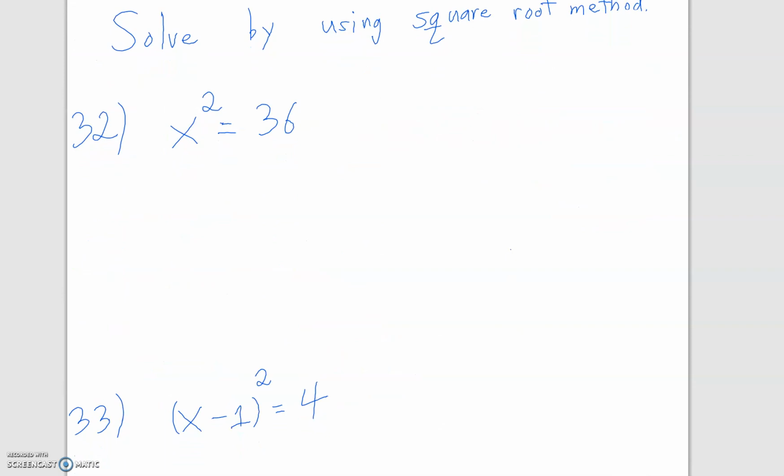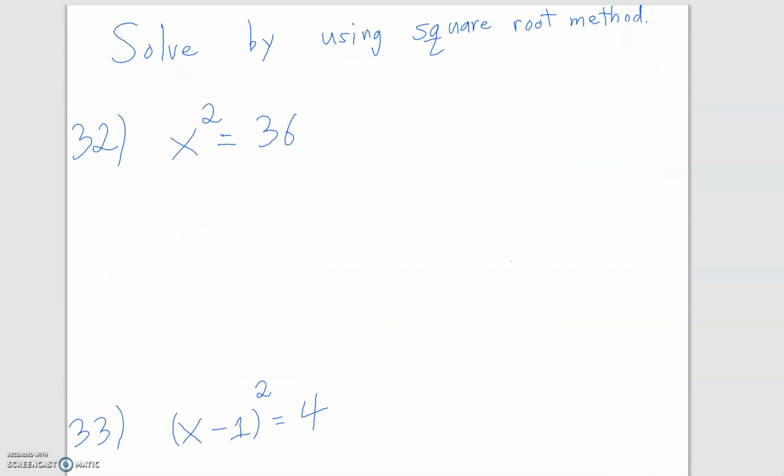What about the square root method? So here I have two examples here. We need to solve for x using the square root method. We have x squared equals 36. With this quadratic equation, you already have x all by itself. Well, sort of. You have x squared by itself. So what do we do? We may take a square root on both sides here to solve for x.